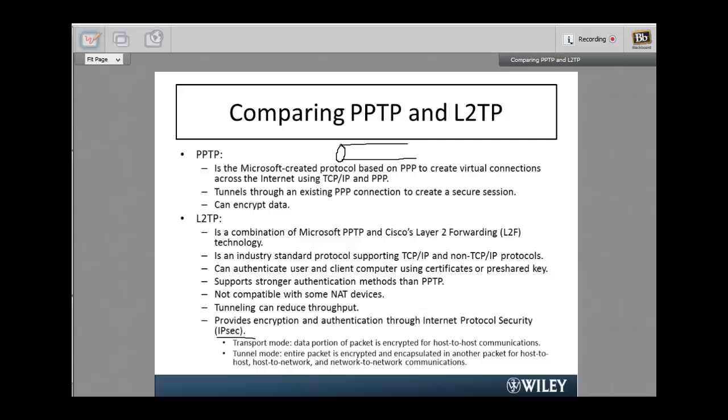So here L2TP provides the security for VPNs using the IPsec protocol, which works in transport mode, where the data portion of the packet is encrypted for host-to-host communication. In tunnel mode, the entire packet is encrypted and encapsulated in another packet for host-to-host, host-to-network and network-to-network communication. Okay, so it comes with two modes, either transport mode or tunnel mode.